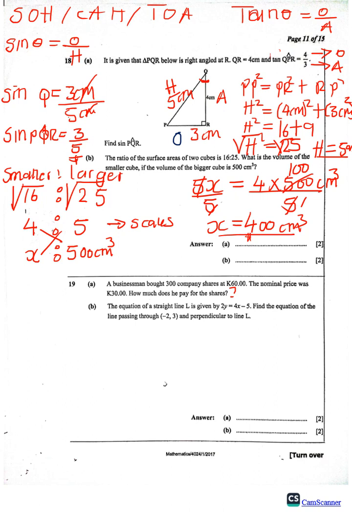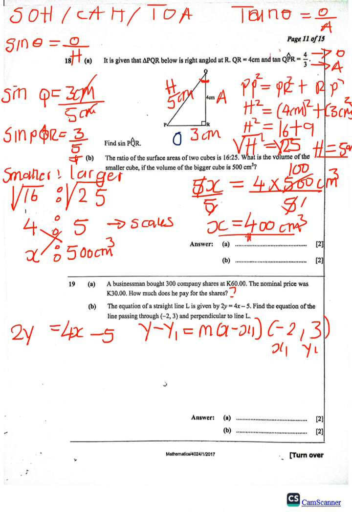Let's move on to question B. The equation of a straight line L is given by, so we have an equation 2y is equal to 4x minus 5. Now find the equation of the line passing through that point and is perpendicular to line L. So we can see that we have negative 2, 3. So we have x1 and y1. Then the formula is y minus y1 is equal to m(x minus x1). So y1 and x1 points are given.